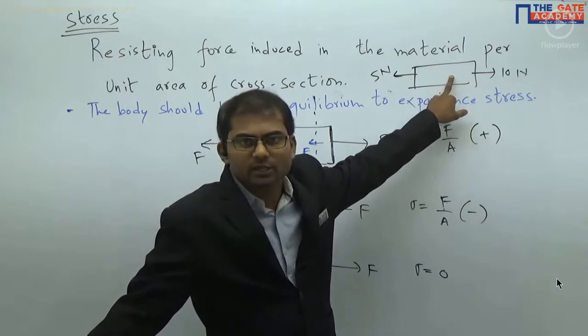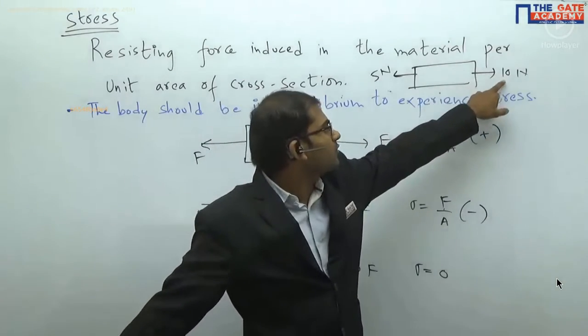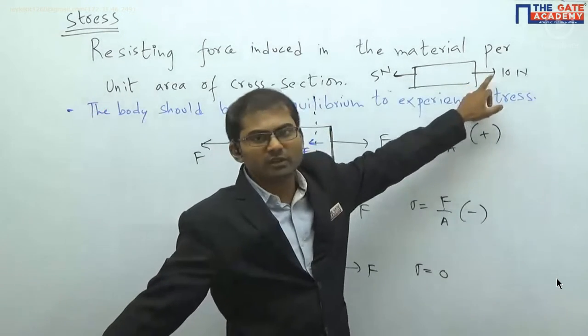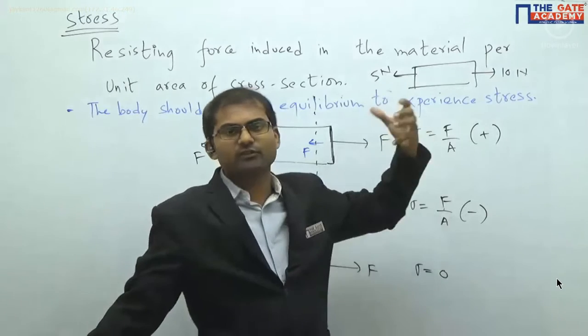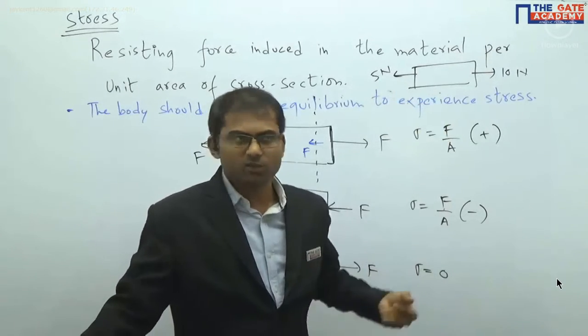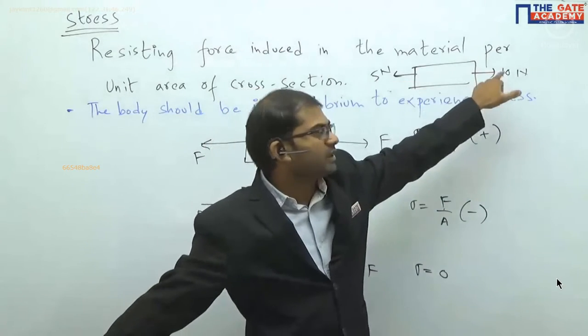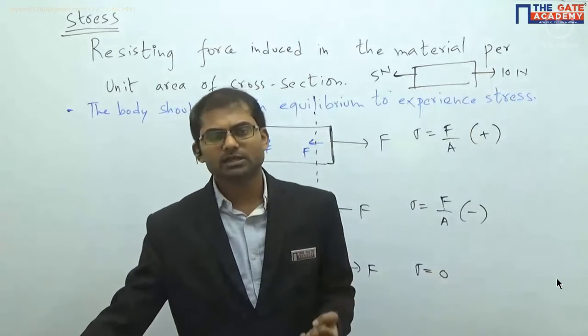We call it a partial equilibrium condition because the 10 Newton force is being cancelled out. So 10 Newton force forward and 5 Newton force backward here. So 5 Newton force is being cancelled out here. 5 Newton force by area of cross section is nothing but stress. This 5 Newton is actually in the tensile direction, so there's a tensile stress here.